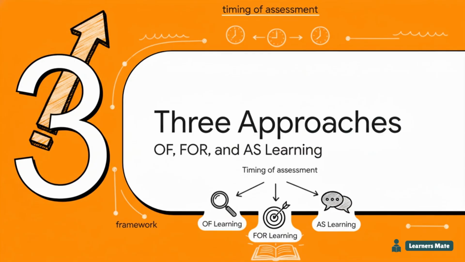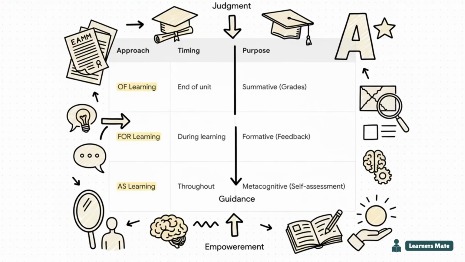Okay, so we've got the why and we've got the how. Now let's look at 3 different approaches to assessment that are really about timing and purpose. This is a super helpful way to frame what's actually happening in the classroom. This table just lays it out so clearly. Assessment of learning is that big final exam.